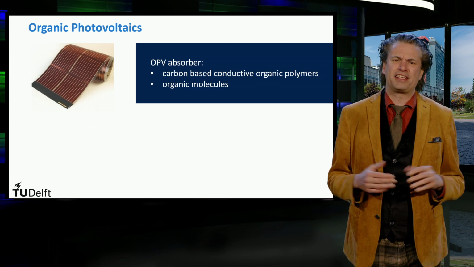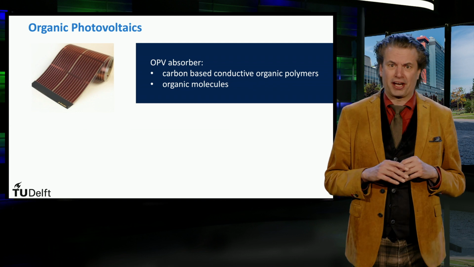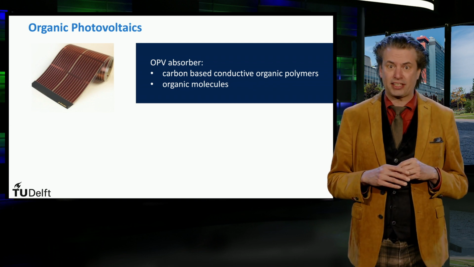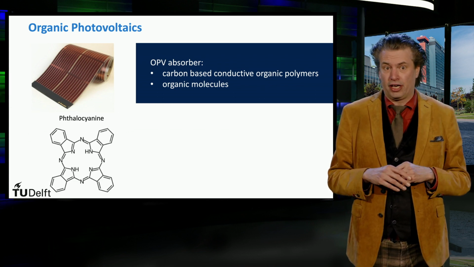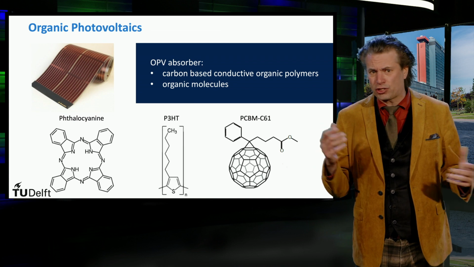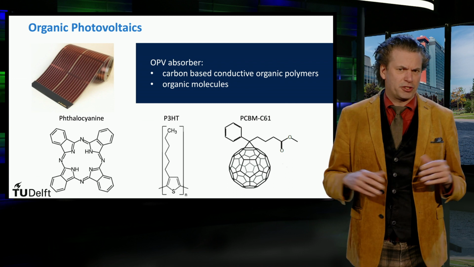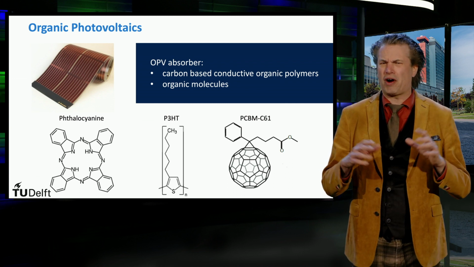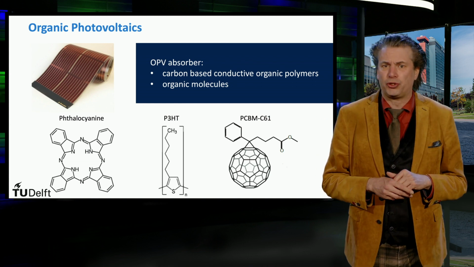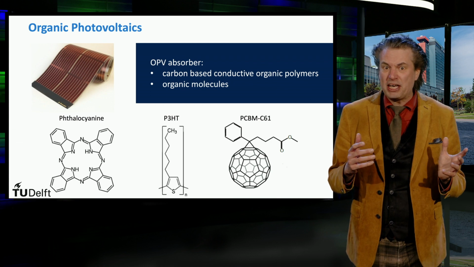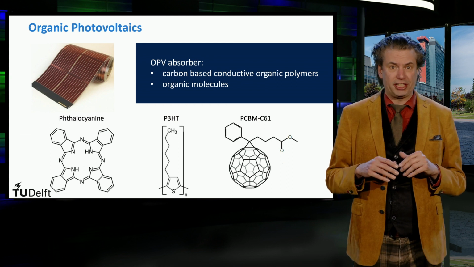Organic solar cells can be defined as solar cells containing an absorber material made of conductive organic polymers or organic molecules that are carbon-based, which may form a cyclic, an acyclic, a linear or a mixed compound structure. Due to the use of different absorber materials, these solar cells can be produced in a variety of colors, as you can see in the picture. A few examples of organic absorber materials used in these solar cells are PCBM C61, P3HT and phthalocyanine.